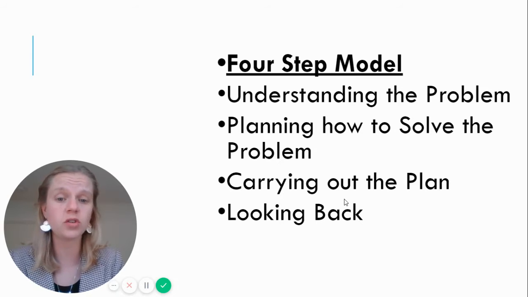You might need more than one try to get to an answer. And then finally, and really importantly, you need to look back. You need to double check and review your answer, see if you can get a different answer, see if you can get more than one right answer. So checking and looking back.